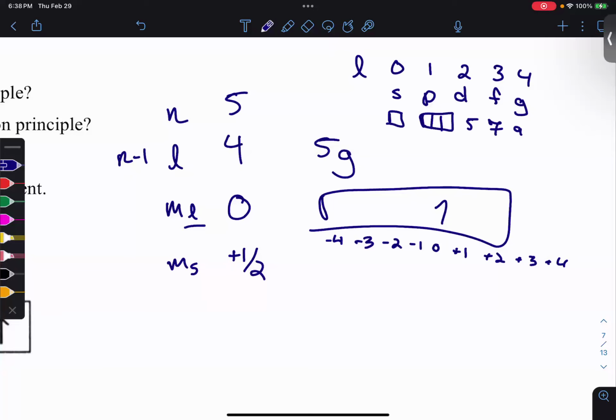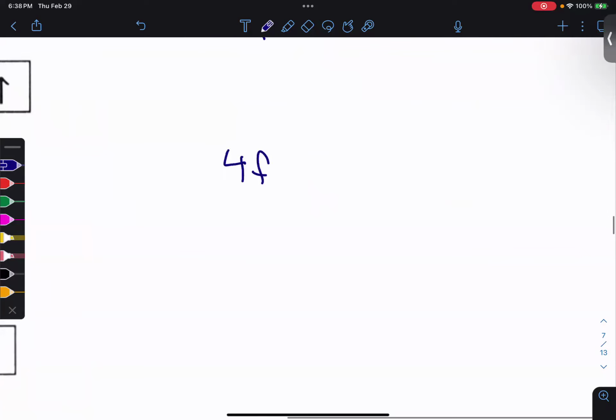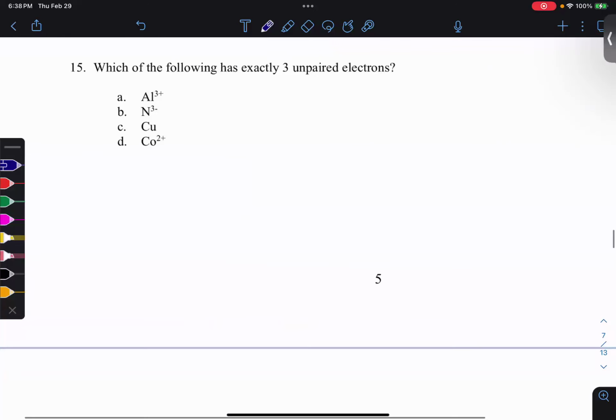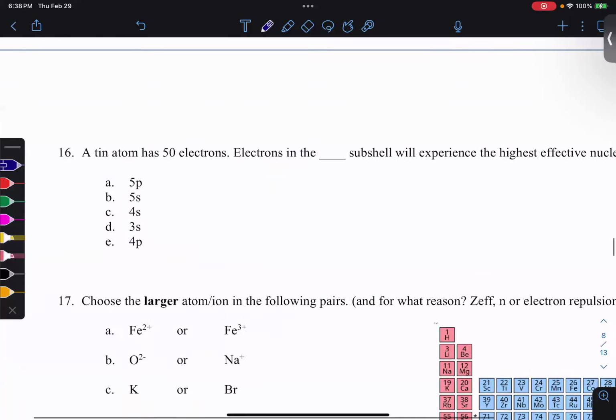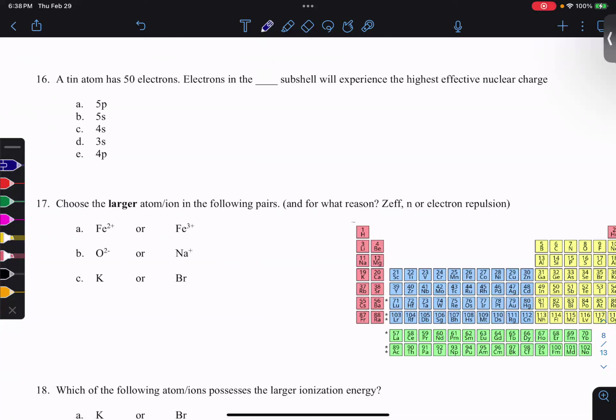Okay, so if I told you we have a 4F orbital, tell me what are the quantum numbers? N is 4, and then L is 3, perfect. And then what are my possible M sub L's I can have? -3 all the way to +3, perfect. Okay, all right, I'm gonna skip those. I'm gonna skip those ones too, because I know it's on the exam.